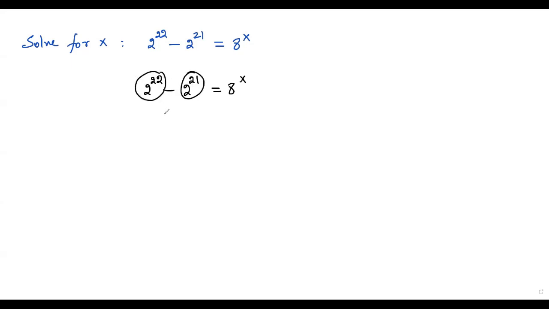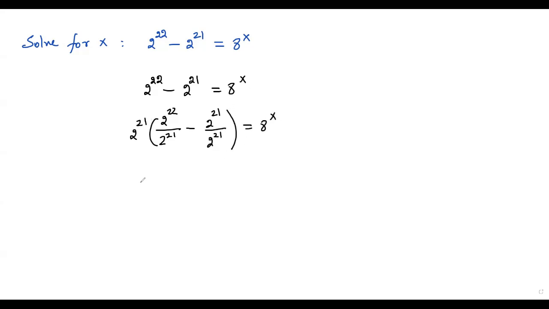Since 2 to the 21st power is the greatest common divisor for the two terms on the left side, it can be factored. Now let me factor 2 to the 21st power from these two terms. To see what remains in each term, I have to divide both terms by the one I factored. That is, I divide 2 to the 22nd power by 2 to the 21st power, minus 2 to the 21st power by 2 to the 21st power, equals 8 to the x power. Here I divide two terms with the same base.